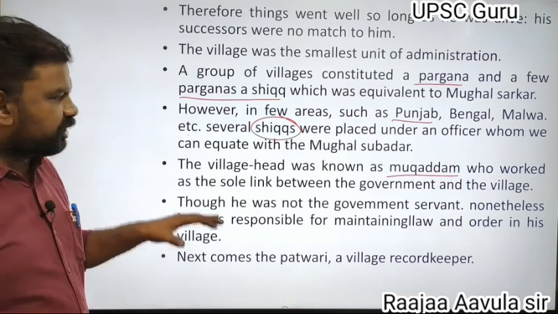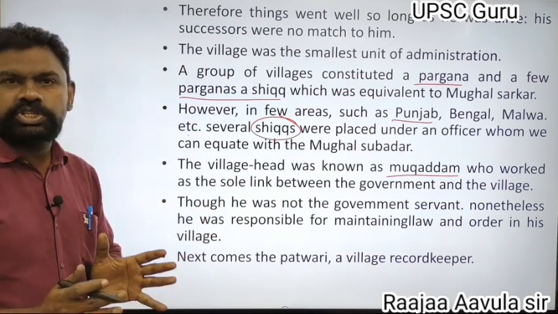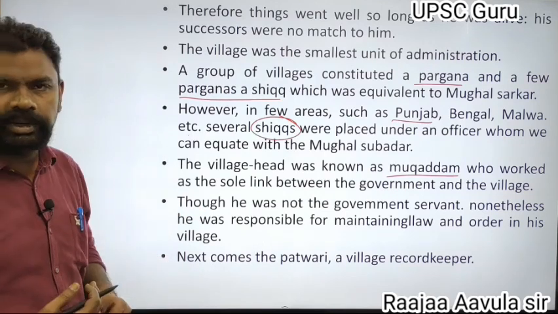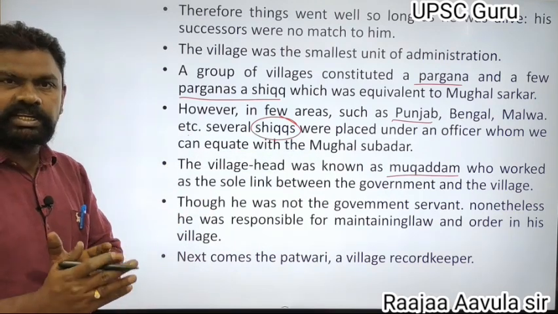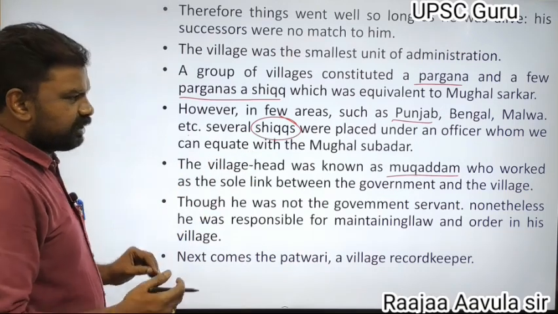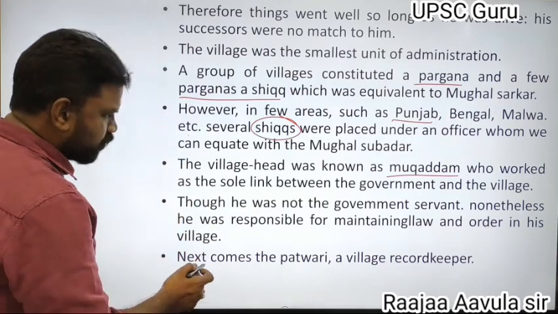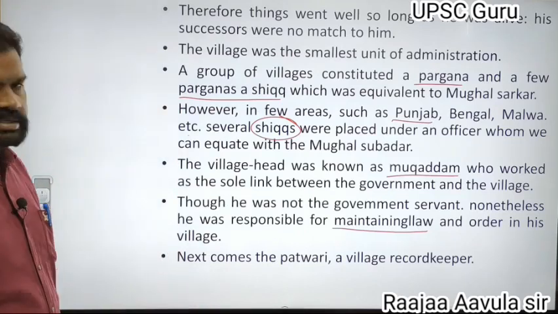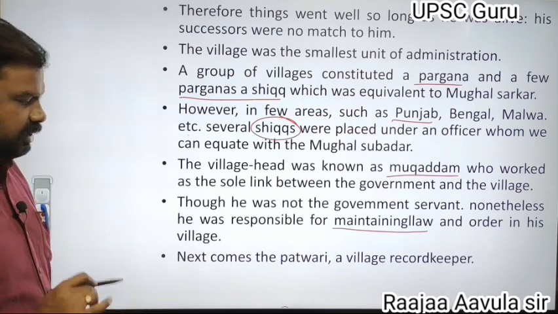He worked as the sole link between the government and the village. The administrative system, the things which are convenient for the government, would be implemented by the Mukuddam. The Mukuddam was just a mediator between the government and the village. Though he was a government servant, nonetheless he was responsible for maintaining law and order in his village. He could also implement the law and order.